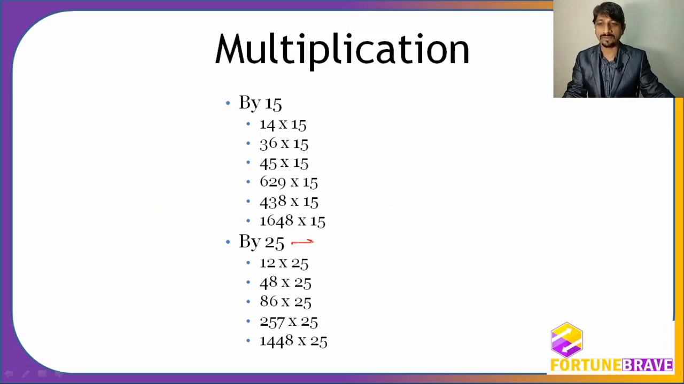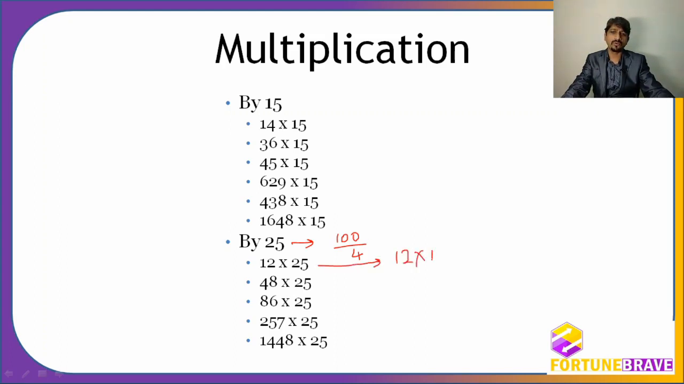25. 25 is what? Again see here. 100 divided by 4. So 100 divided by 4 means what? If you have to multiply 12 into 25, it means 12 into 100, and divide it by 4. This is what you have to do. 12 into 100 divided by 4.